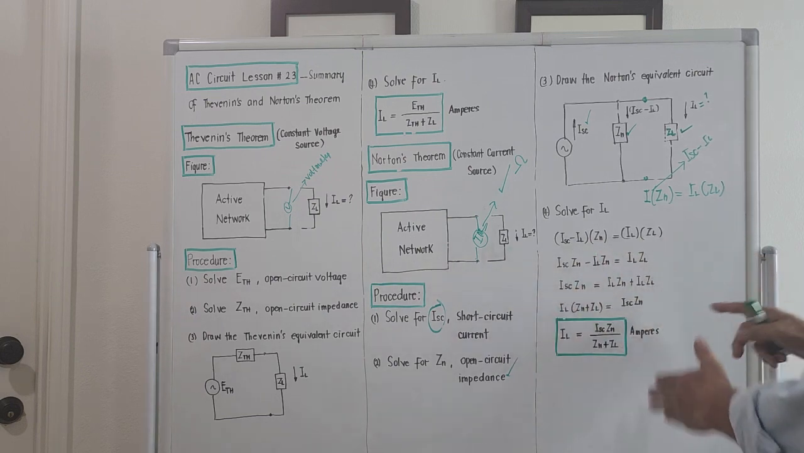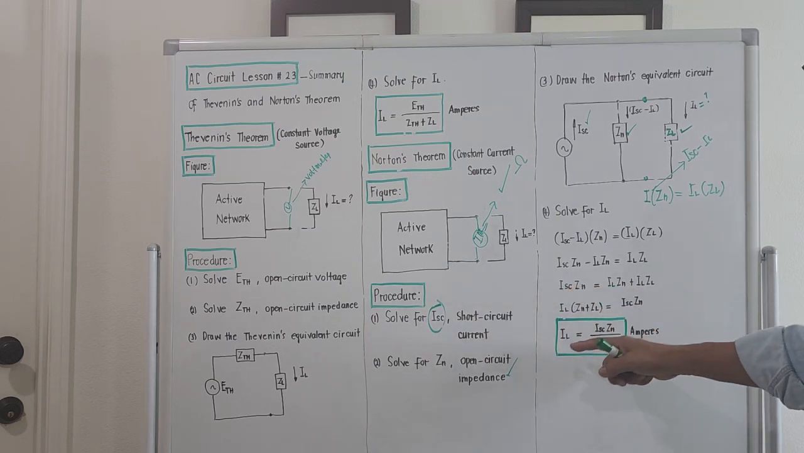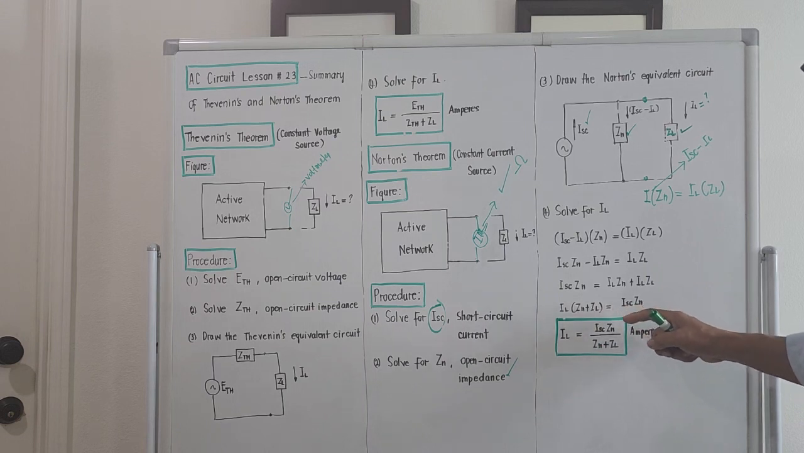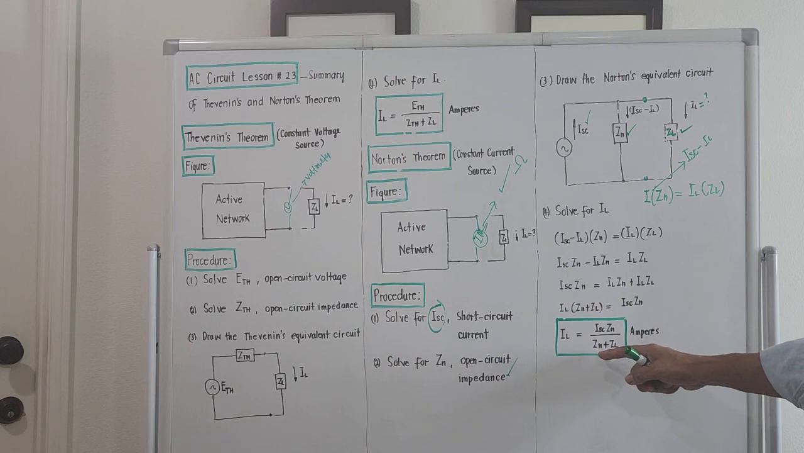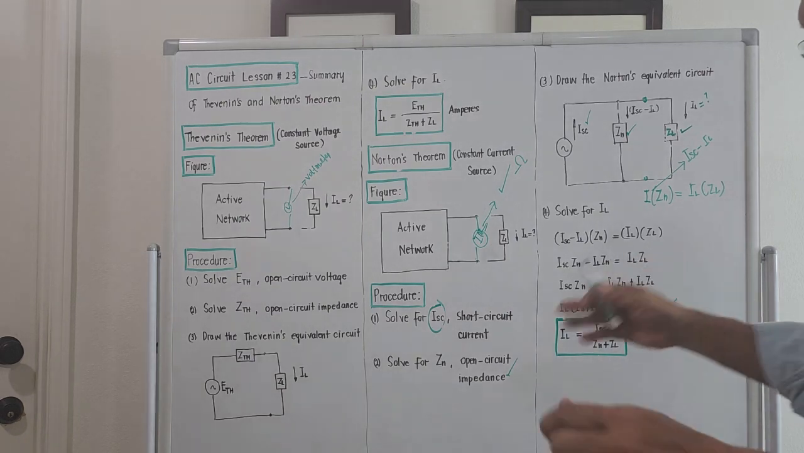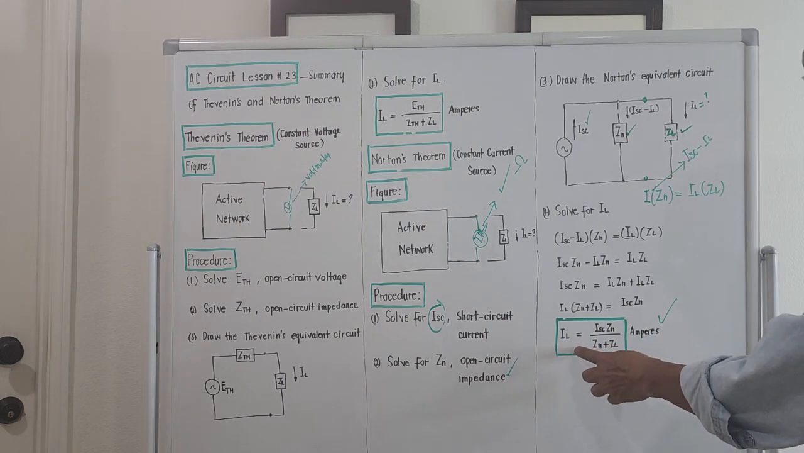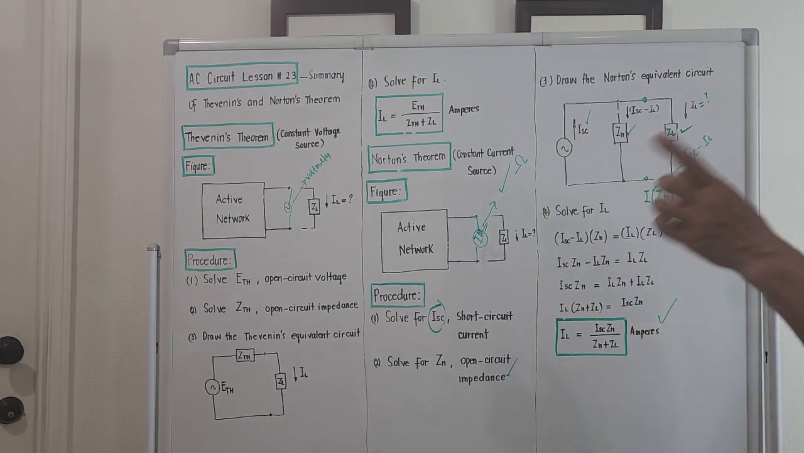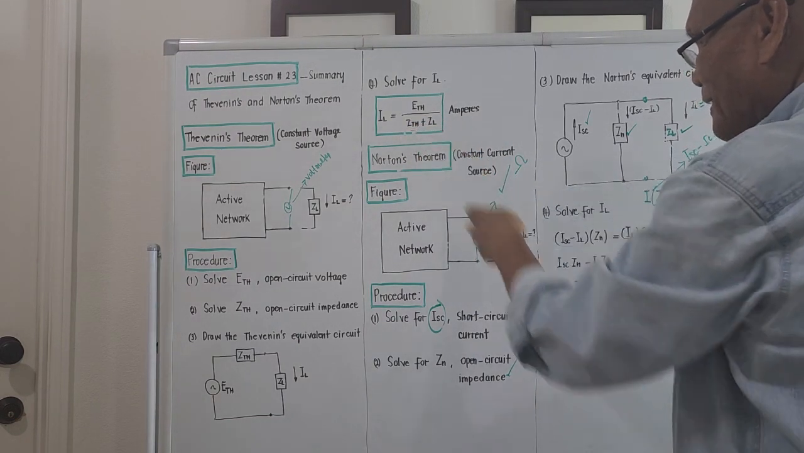We put it on the right, I short circuit times Z sub N. And solving for I sub L now will be I short circuit times Z sub N, and we divide both sides by Z sub N plus Z sub L, so it will now be over Z sub N plus Z sub L, and the unit is amperes. So for Norton's theorem, this is the formula on how to get the value of I sub L. And for Thevenin's theorem, this is the formula on how to get the value of I sub L.